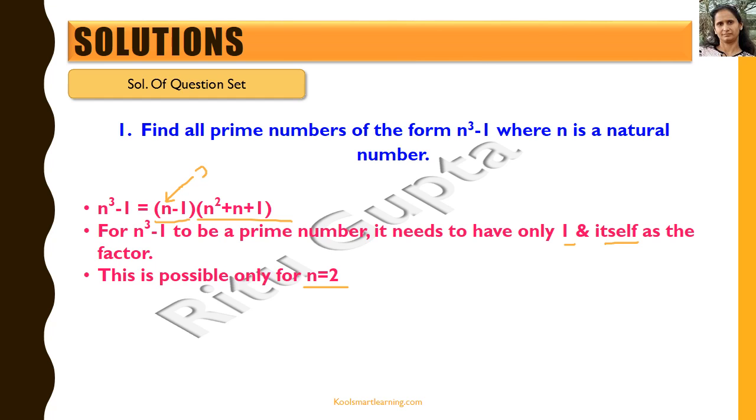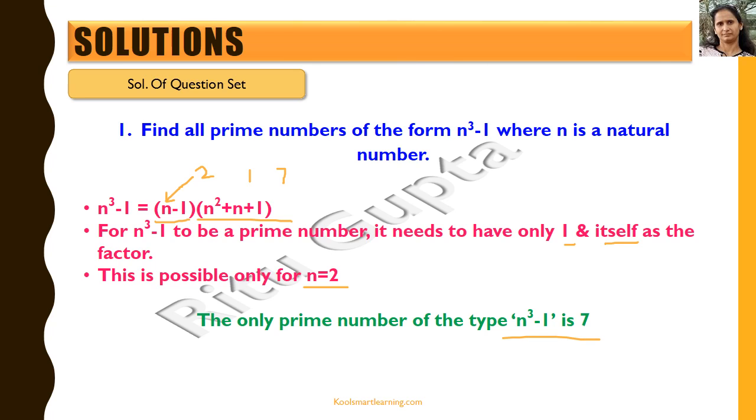So if we have n equal to 2, we know that n minus 1 becomes 1 and n square plus n plus 1 becomes 4 plus 2 plus 1, which is 7. So we get the number 7. For any other value of n, maybe 3 or any other number, if we take 3, we get n minus 1 equal to 2. So that is one factor, and the other factor would be n square plus n plus 1, which would be another factor, and 1 and itself remaining the factor. This number is not a prime. That number will not be a prime number. So the only prime number of the type n cube minus 1 is 7.